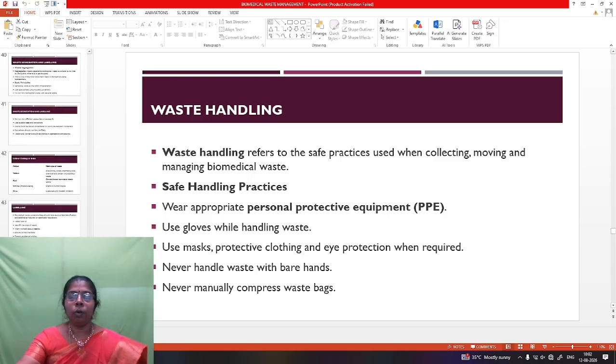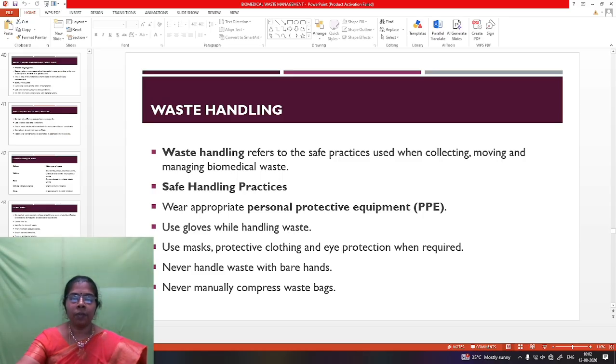And handling: how to handle the waste. Waste handling refers to the safe practices used when collecting, moving and managing biomedical waste. Safe handling practices: wear appropriate PPE, that is personal protective equipment. For example, use gloves while handling waste, use a mask, protective clothing and eye protection when required. Eye protection means eye goggles, and gloves, masks and aprons.